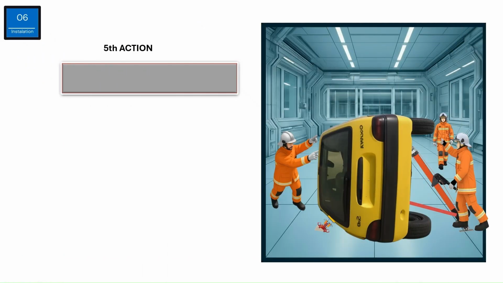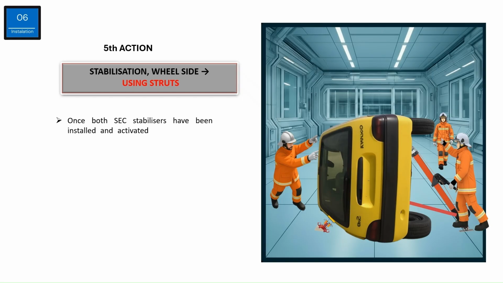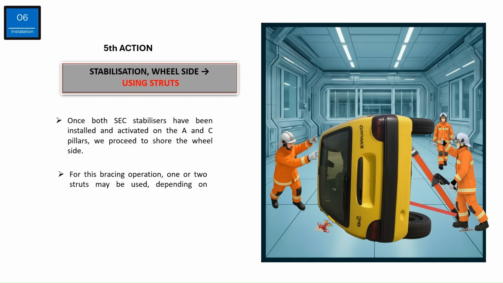In the lateral stabilization position, the SEC works jointly with the struts. After installing and activating the SEC units on the pillars, as a final step, the wheel side of the vehicle is shored using 1 or 2 struts, depending on operational criteria and the condition of the vehicle.